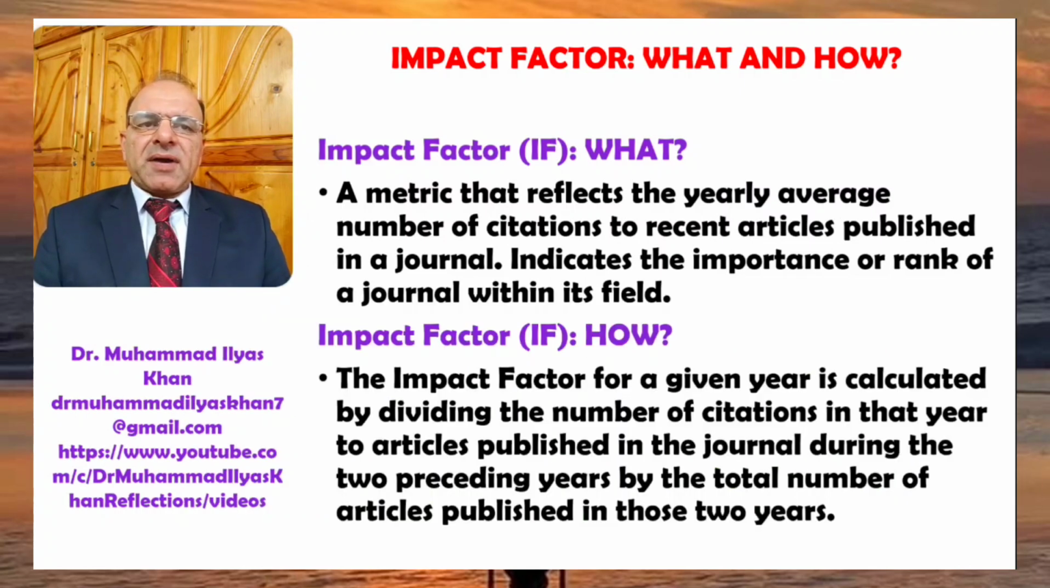Generally, the impact factor is calculated by dividing the number of citations in that year to articles published in the journal during the two preceding years by the total number of articles published in those two years. So how many total articles are published and how many publications get citations. That calculation leads to an analysis of the impact factor of that particular journal.